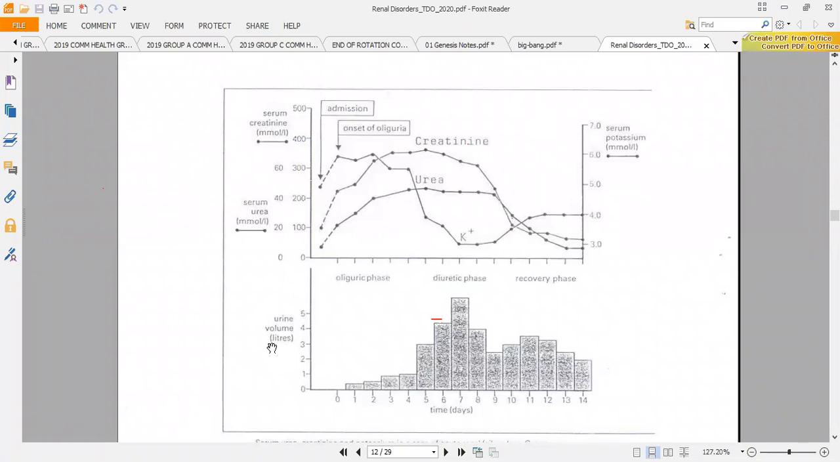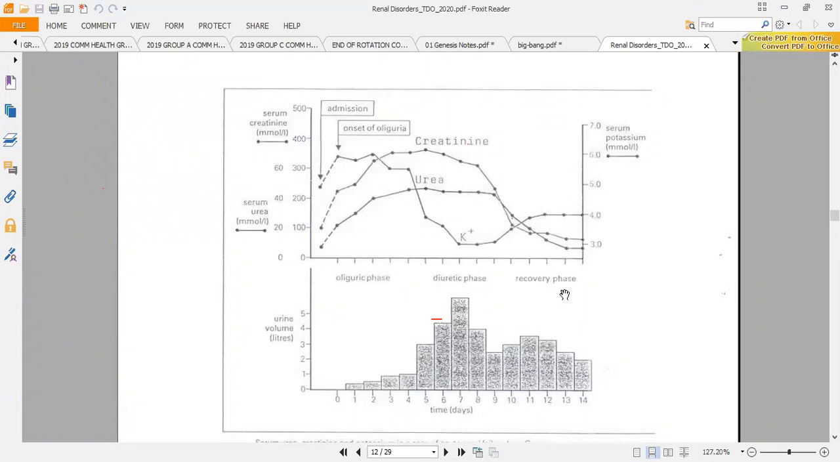So in the recovery process of acute kidney injury, there are three phases, okay? We have the oliguric phase. This is the initial phase where the urine is very low, okay? Then they go to the diuretic phase. In this phase, they urinate a lot, okay? Then the recovery phase, where their urine comes back to normal.